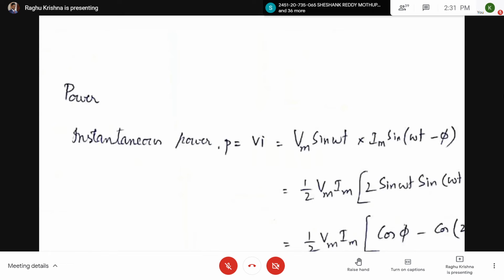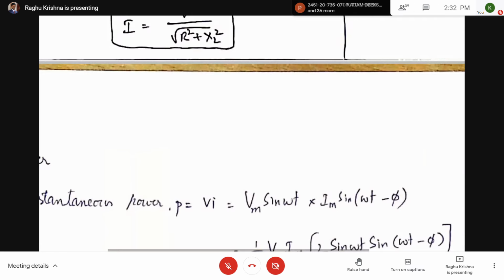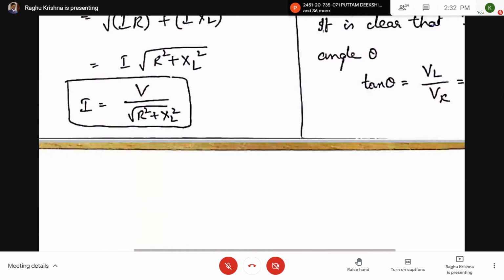Now coming to the power. The instantaneous power is equal to VI. Here V equals the supply voltage, Vm sin omega t. I is the current flowing through the circuit, that is Im sin(omega t minus phi). See here phi. Instead of theta, I have taken phi.